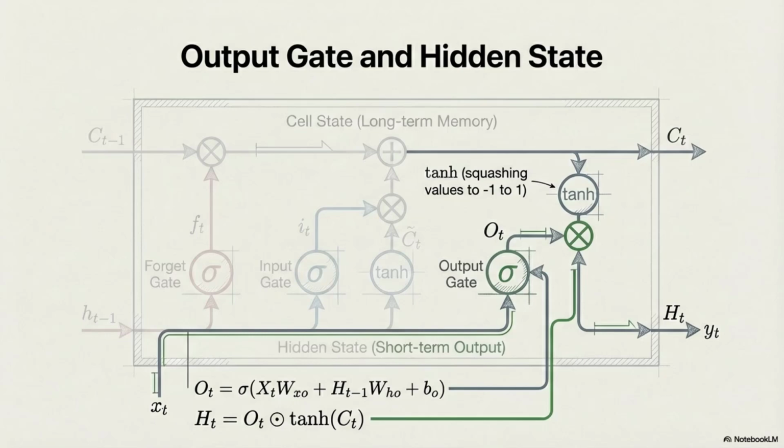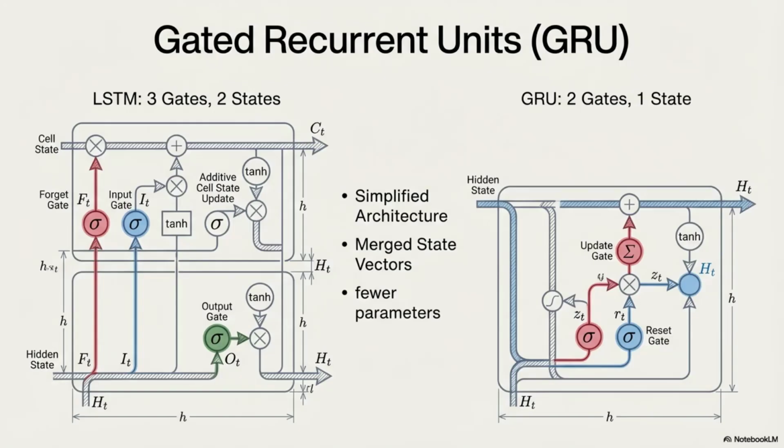cell. Now, LSTMs are amazing, but they have a lot of moving parts. 3 gates, 2 separate states. They can be computationally heavy. This inspired researchers to ask, can we get the same benefits with a simpler design? And the answer was the Gated Recurrent Unit, or GRU. This comparison shows you everything you need to know. The GRU is all about simplification.